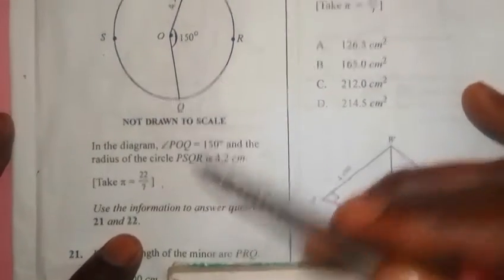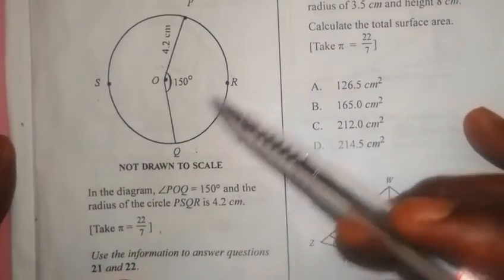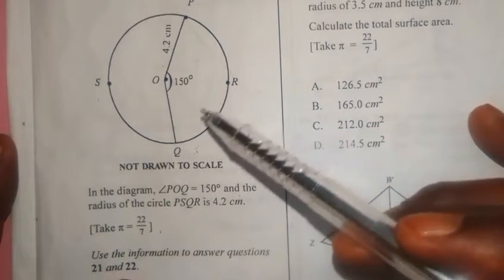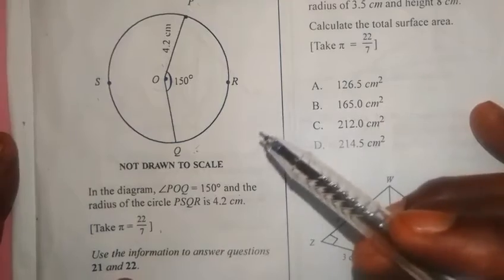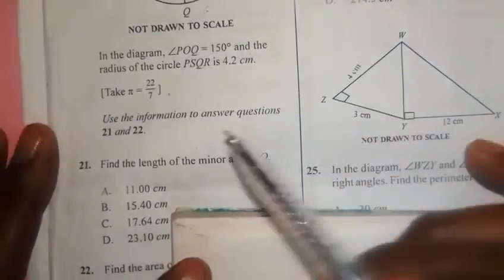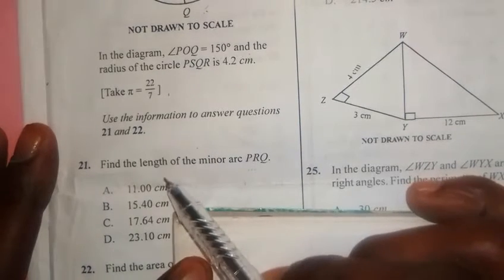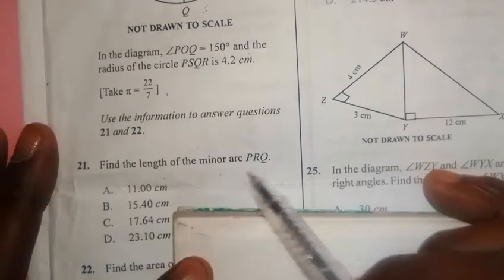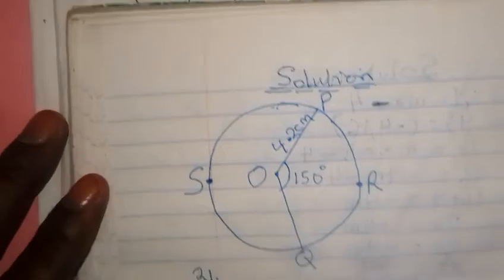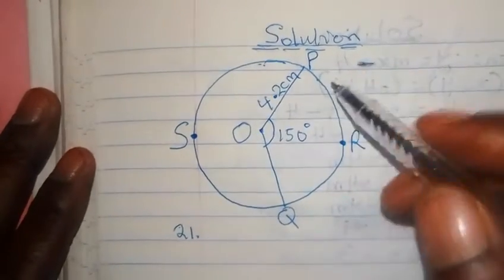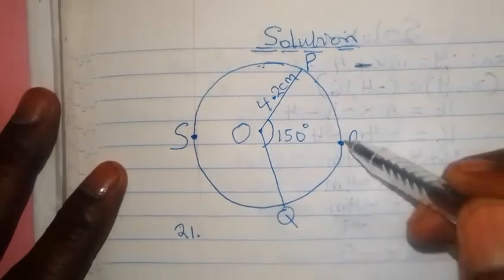Now, this question that we are looking at is drawn from WASSCE 2022 General Mathematics. And right about now, I'm going to show you how to solve this problem. In question 21, it says, find the length of the minor arc PRQ. Now, let us take a look at the diagram here. I took our time to draw this diagram. Now, we're looking for the length of arc PRQ.